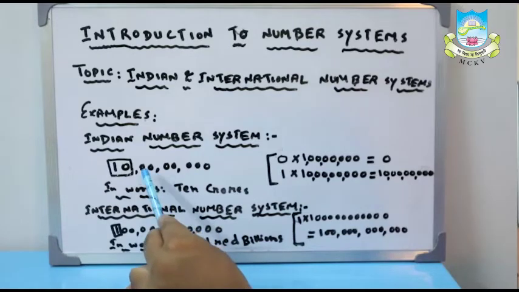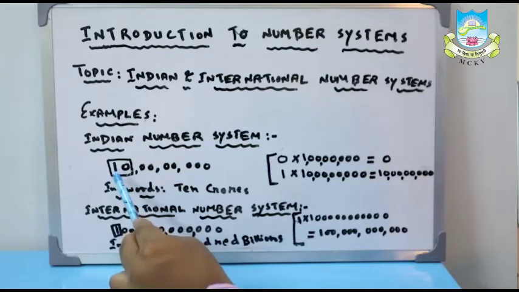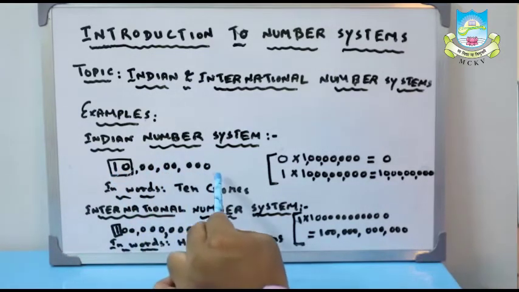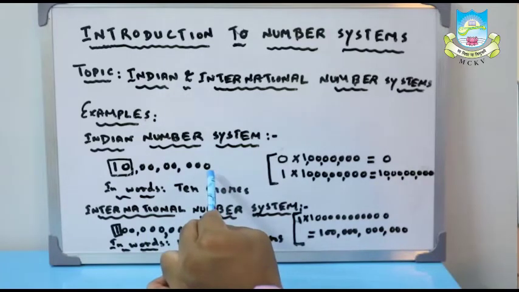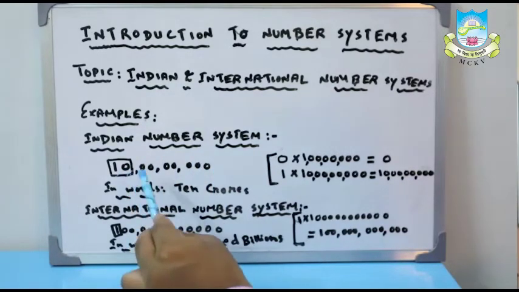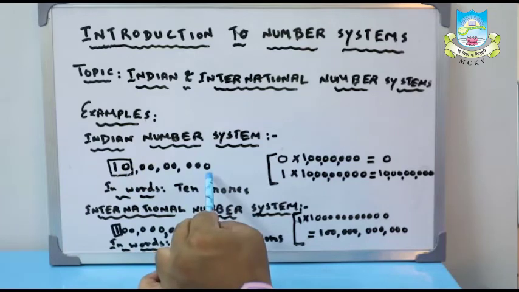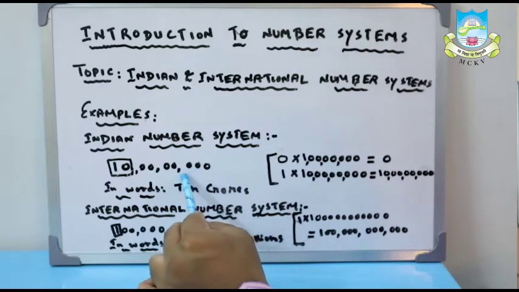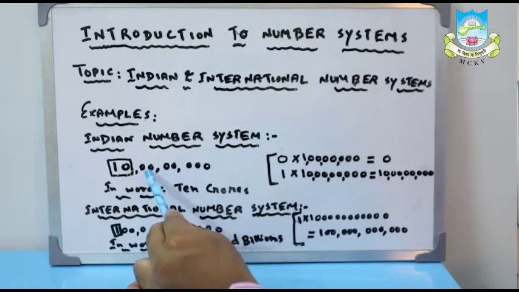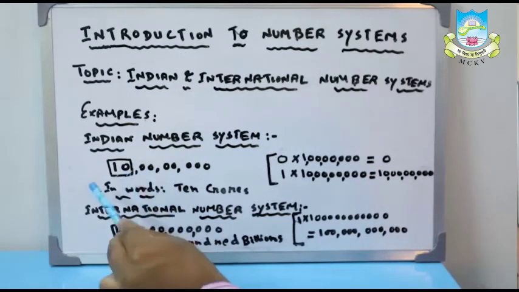Then we move on to the lakhs group: the lakhs and the 10 lakhs. Again we put a comma. Then we move on to the crores group: the crores and the 10 crores. So in the Indian number system, we put commas by counting the number of digits from right to left. First 3 digits, then a comma. Then afterwards, after every 2 digits, we put a comma.